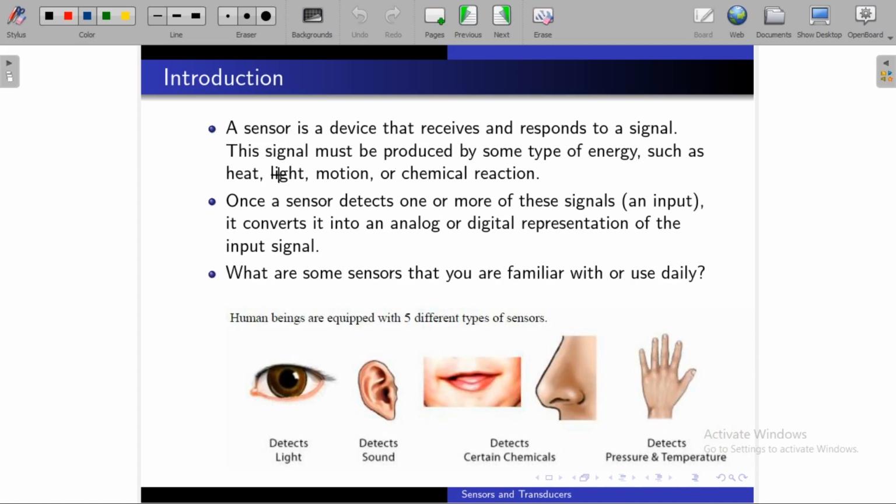Coming to sensor. As of now, we came to know about a transducer. A transducer is a device which converts one form of energy into another form. Coming to a sensor. A sensor is a device that receives and responds to a signal. Receiving signal is nothing but detecting signal. A sensor is a device that receives and responds to a signal.